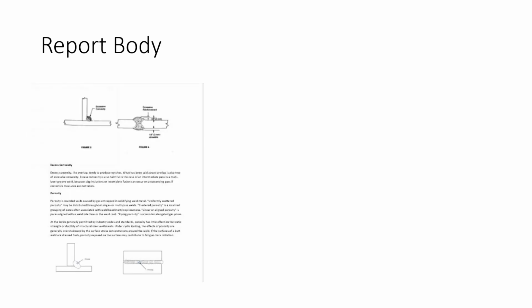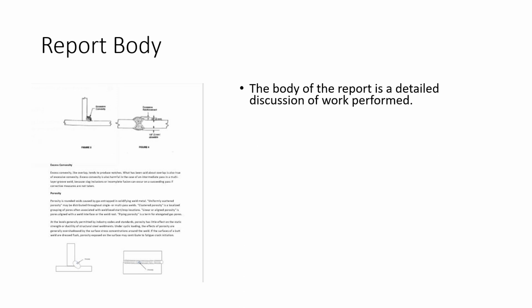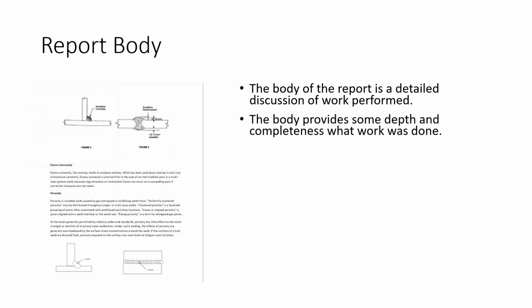So the report body, this is the main part of the report. It's a detailed discussion of the work performed or what the report is discussing. And if it's an inspection report, this is where we put all of the discussion about the weld inspection or whatever kind of inspection was performed. It's going to give some depth and completeness to the work that was done. In the introduction, we tell them, but here we're really telling them.